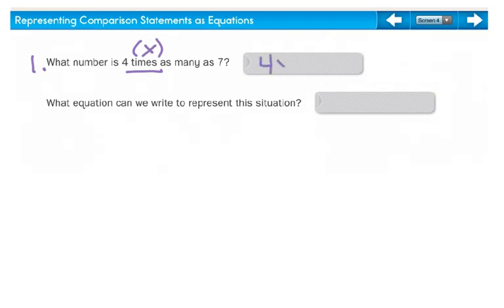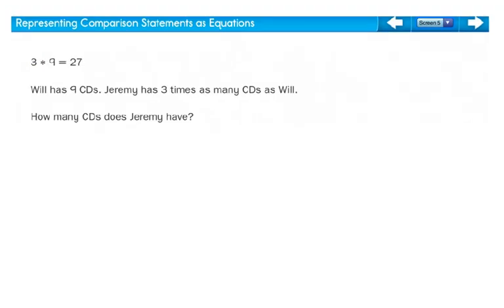4 times as many as 7. What does that equal, 4th graders? 7 times 4 is 28. That is the equation that I could write. Go ahead and erase your whiteboard.